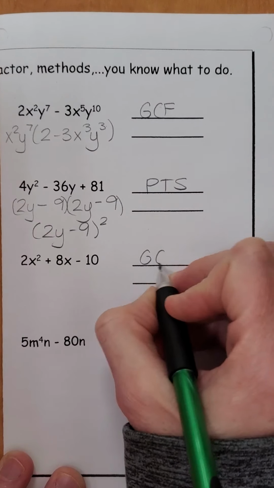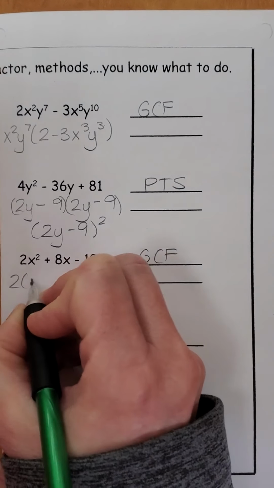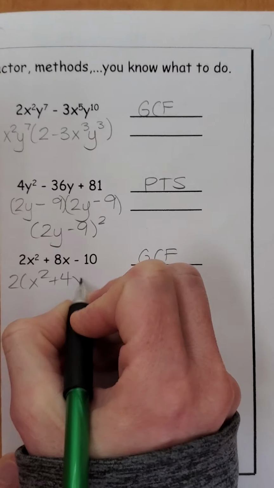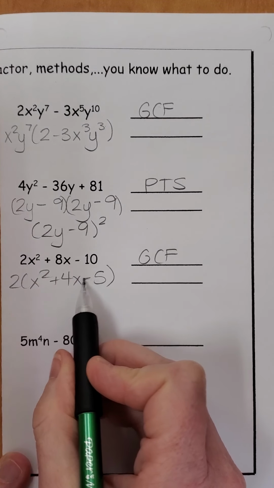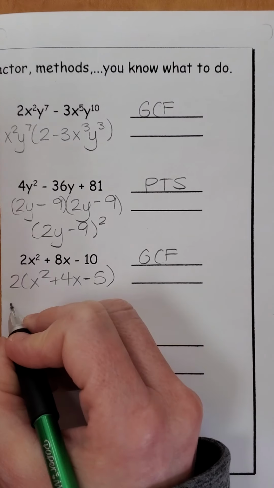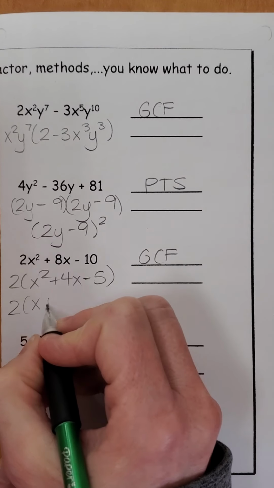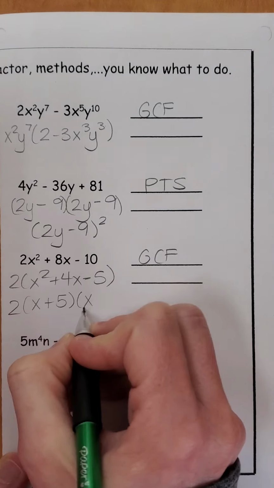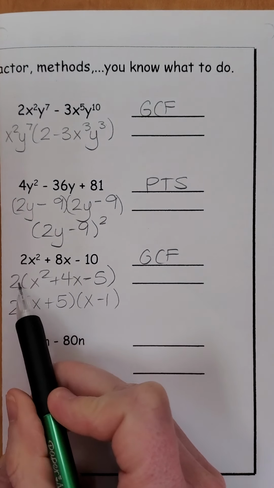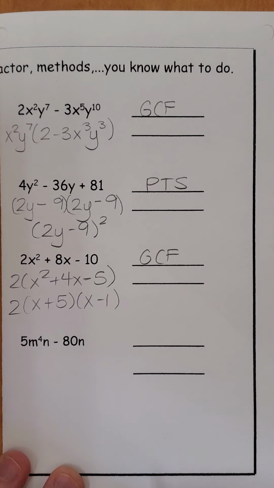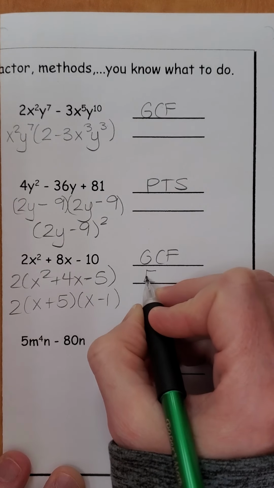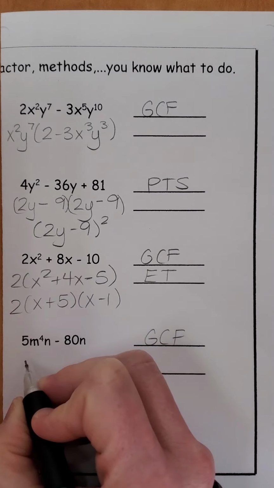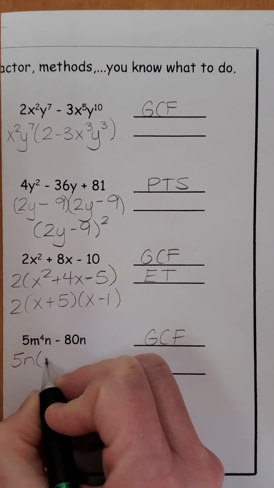Next, GCF, take out the 2. Okay, so it could be an ET. Can we find 2 numbers that multiply to -5 and add to 4? Yes, we can. Once again, notice I continue to bring down my GCF. I don't drop it. GCF and this one. I forgot my ET up here though. There we go. So 5n.